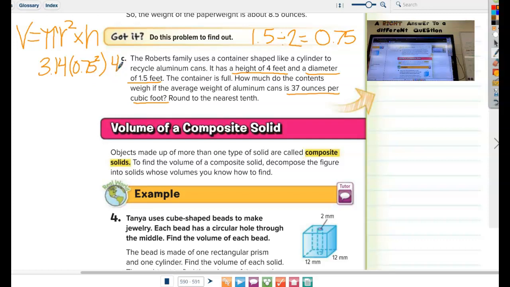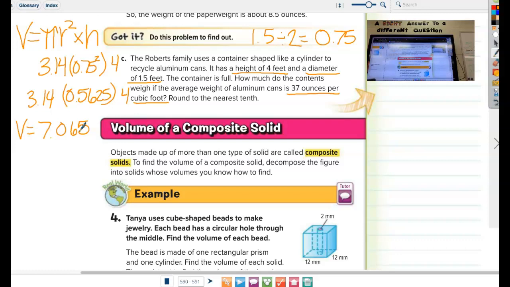Okay? I'm going to do 75 hundredths squared. So 75 hundredths times 75 hundredths gives me a not pretty decimal. And I'm going to multiply that times 3.14 and 4. Again, I'm just going to do it all in one step in my calculator. So I got the volume to be 7 65 thousandths. So that's what the volume is of that can.